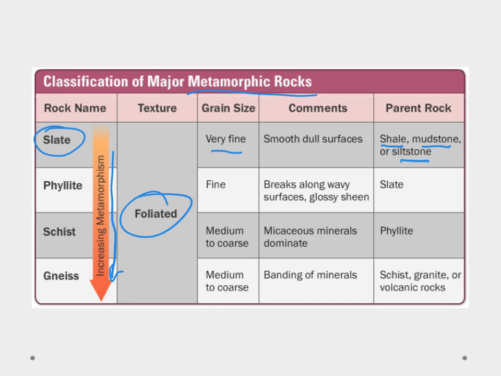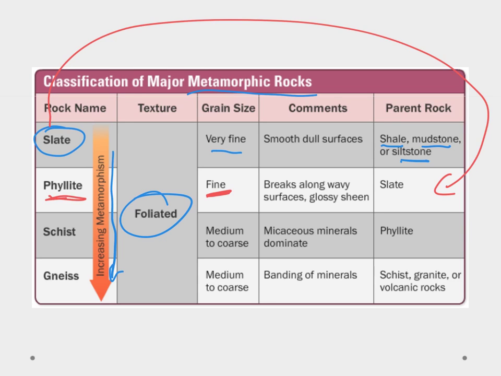As we take this slate, we can then put it back in over here as a parent rock, apply more heat and pressure. It's going to break along these wavy surfaces. It's going to have a glossy sheen. Notice now the sizes are getting a little bit bigger because we've squished them together. They're starting to react, and we end up with phyllite here.